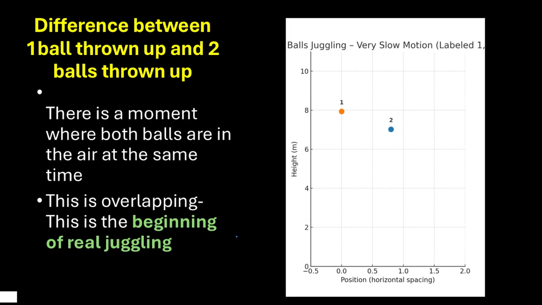So what is the difference between 1 ball thrown up and 2 balls thrown up? That's where the conceptual clarity comes when you can differentiate between these two. There is a moment where both balls are in the air at the same instant of time. When I say same time, I do mean the same instant of time, which of course refers to the time of observation, which is overlapping and therefore is the beginning of real juggling.